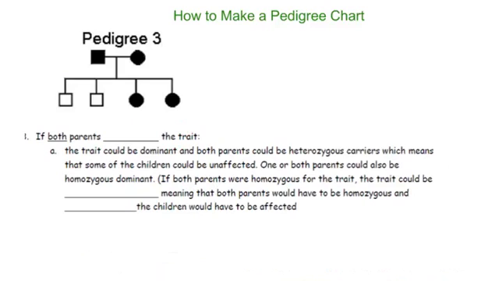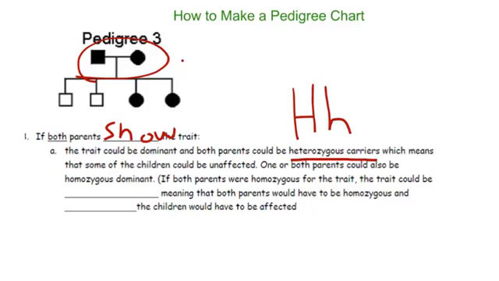Our third rule to follow looks at what happens if both parents show the trait. Now, if the trait is like the one in this example, then both parents could be heterozygous carriers, which means that some of the children could be unaffected. Remember, if you're heterozygous, you have one of each allele. We could also have the option where both parents are homozygous dominant.